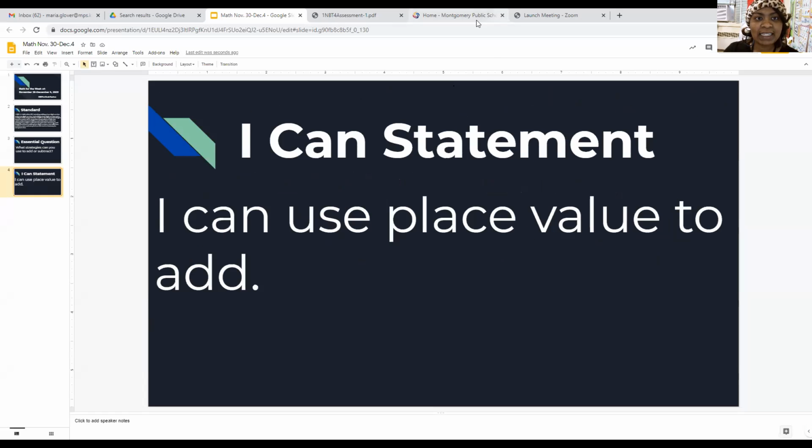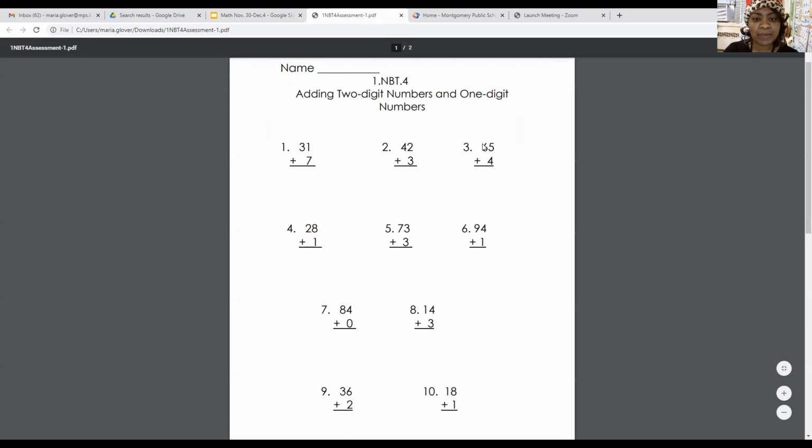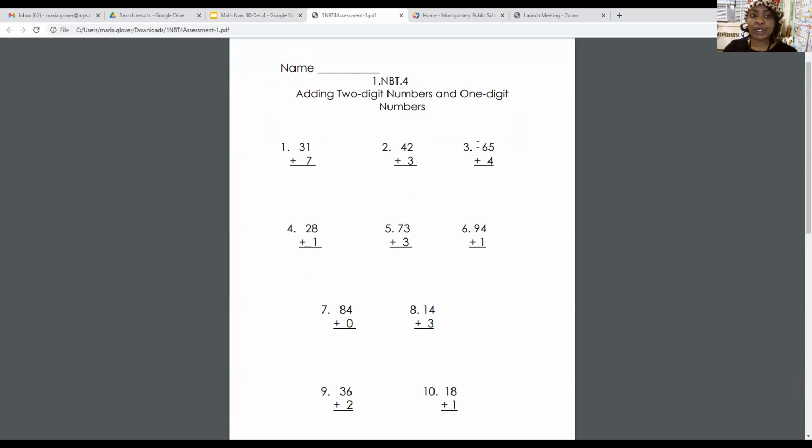Today you will be taking a test, and this is what it looks like. 1.NBT.4, adding two-digit numbers and one-digit numbers. Now we'll do the first two together, and I'll show you a couple of strategies that you can use.